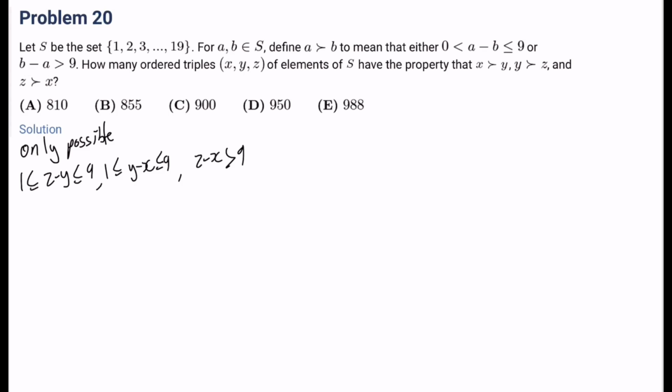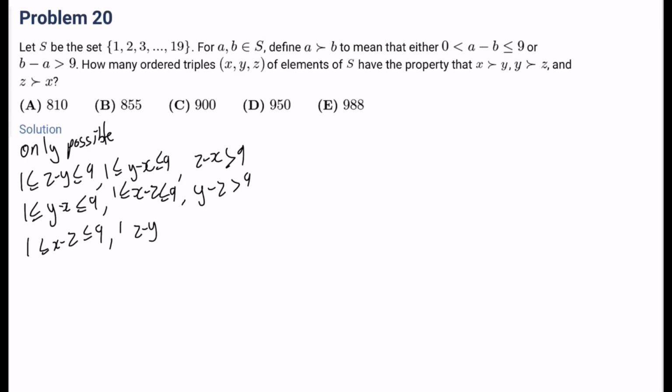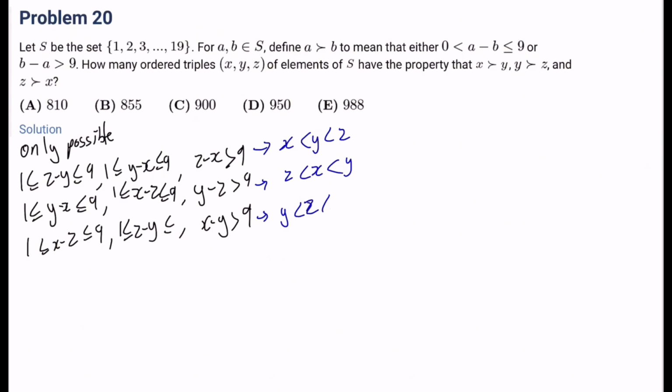That's this one. Same thing, but 1 to 9 for y minus x, and same thing for x and z: x minus z is between 1 and 9, and y minus z is greater than 9. And lastly, we can see that x minus z is between 1 and 9, and z minus y is between 1 and 9, and then x minus y is greater than 9. What this basically means is that in one case z is the smallest, then x, and then y. And in another, y is the smallest, then z is next, and then x is the biggest.